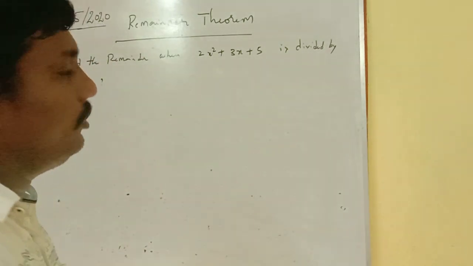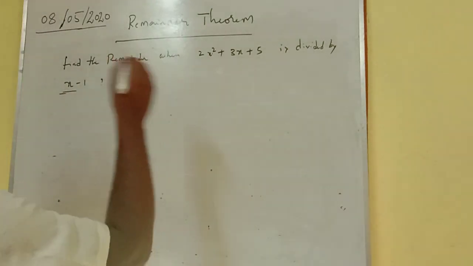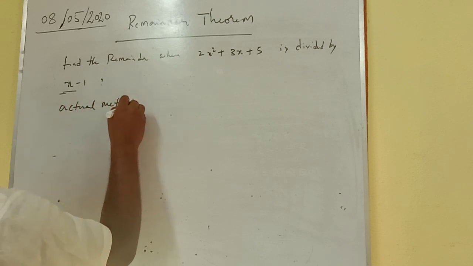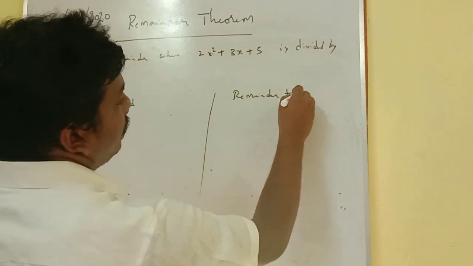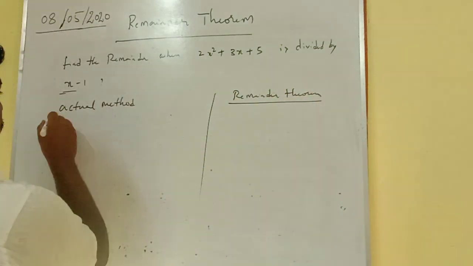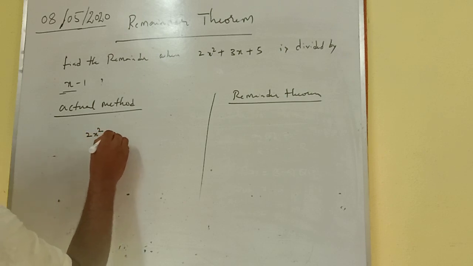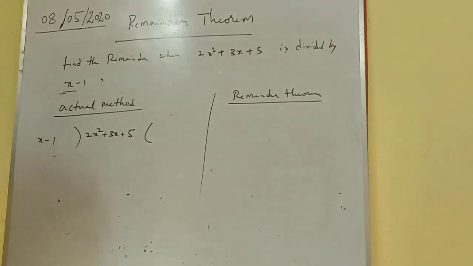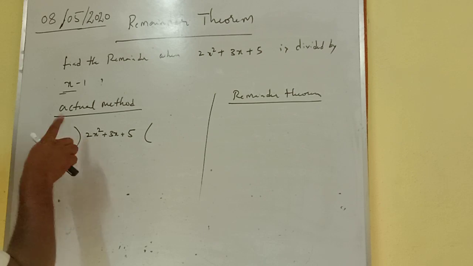Here x minus 1 is a linear polynomial and P of x is the polynomial we are going to divide. So now, the actual division method and the remainder theorem method. By using the actual method, we take the polynomial 2x square plus 3x plus 5 and divide by x minus 1. So what is the division? Here x is the term, and here 2x square is the term.